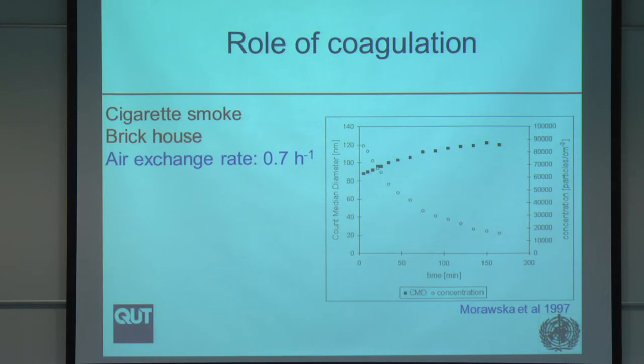Part of this is air exchange rate, which removes them. But part of this is coagulation. And here we can see the increase in count median diameter. So we started in the range which we could say is the nano size, below 100 nanometers, but in the process they grew bigger. And if the concentrations were higher, they were not extremely high here, this process of growth would be even greater.